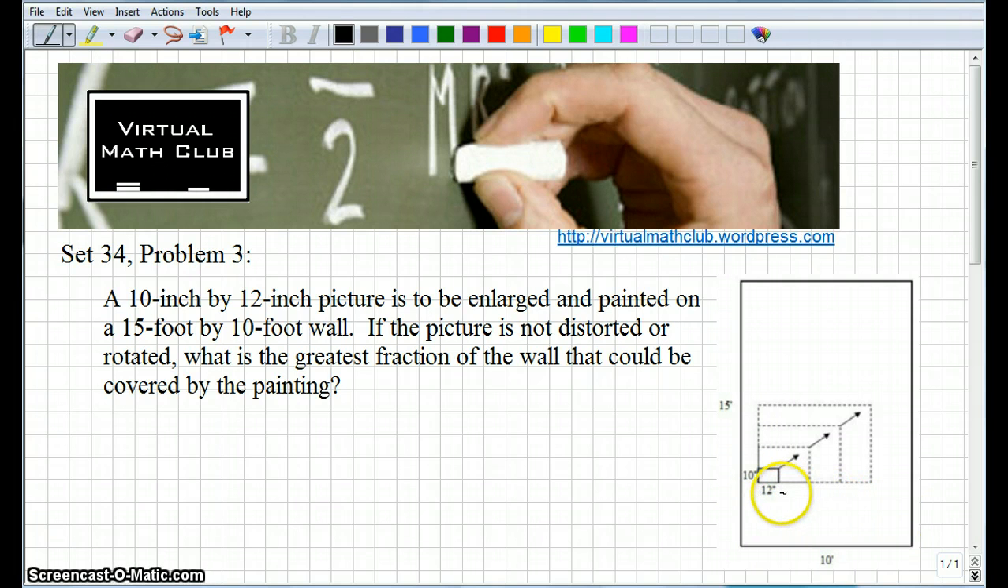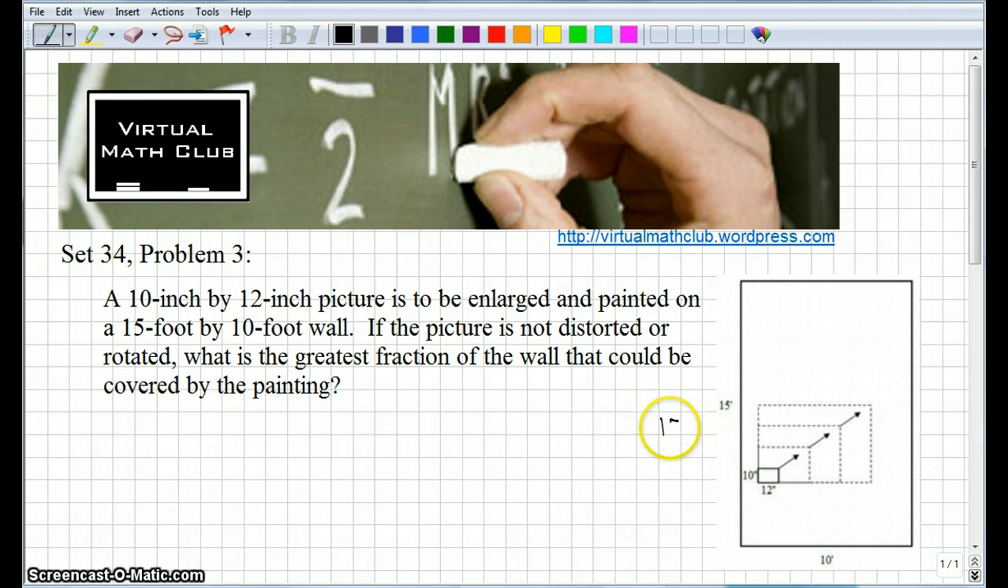Because if we have 1 foot down here, then we can enlarge the picture 10 times, and then the width will be filled, but the height won't be filled. Okay, so we know how big we're going to enlarge this now. The other problem is that the picture is in inches and the wall is in feet. So I'm going to convert the wall dimensions to inches.